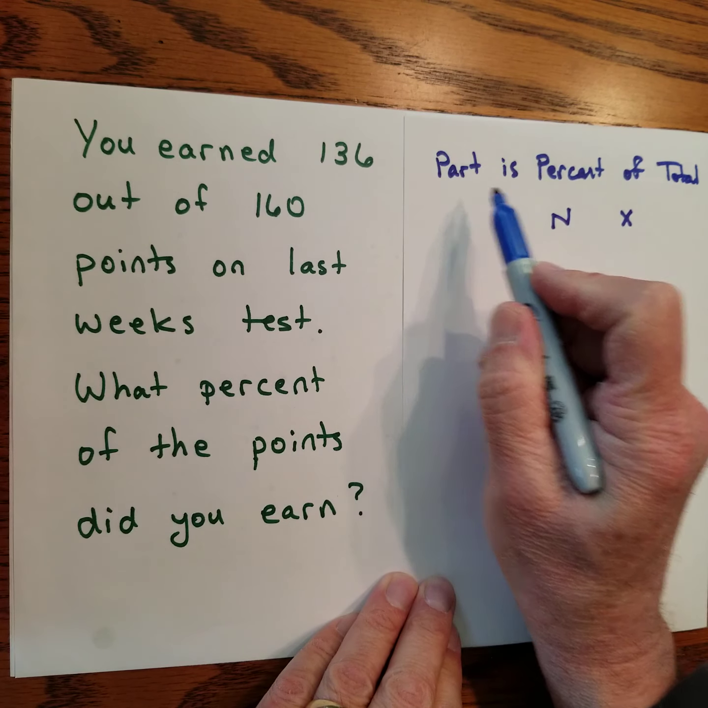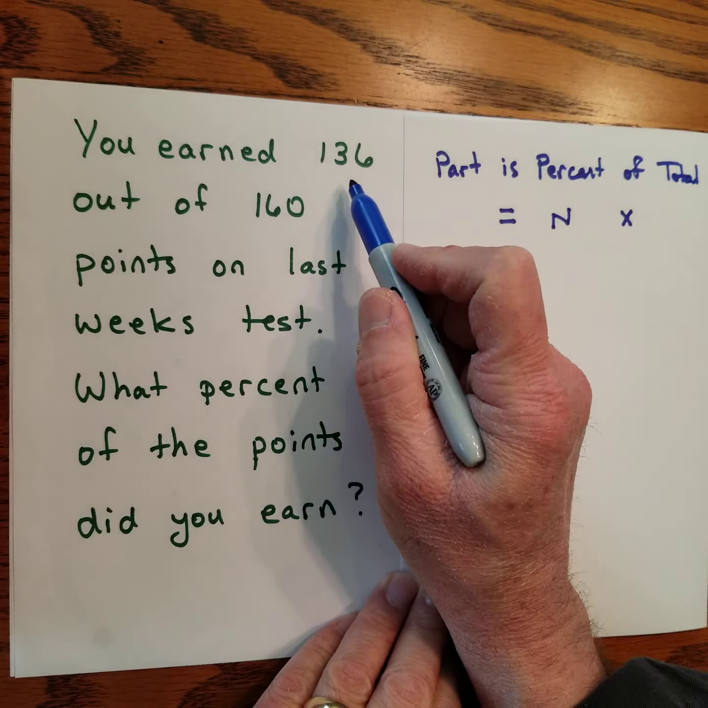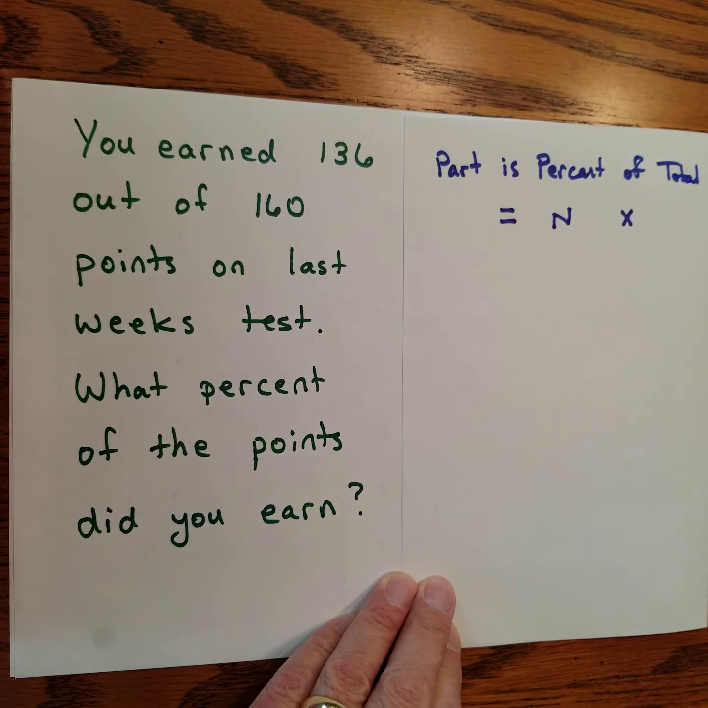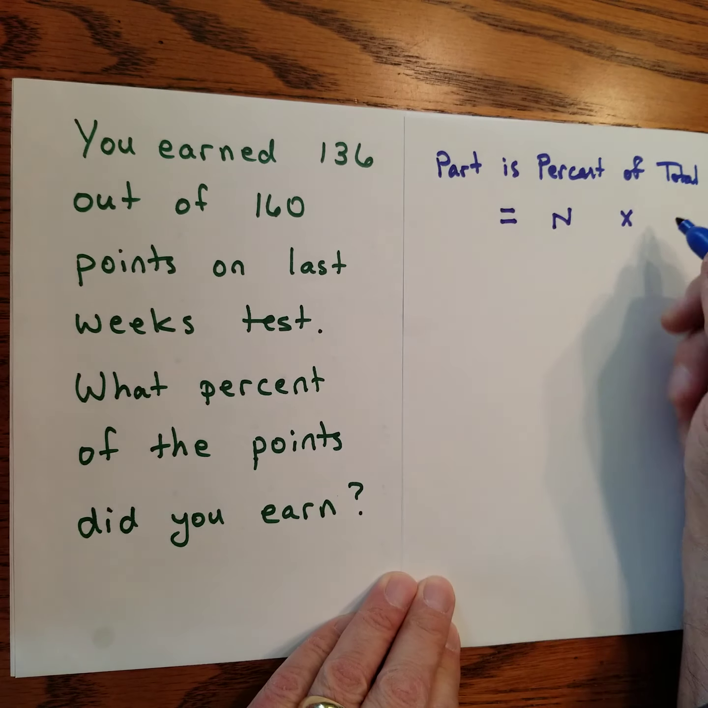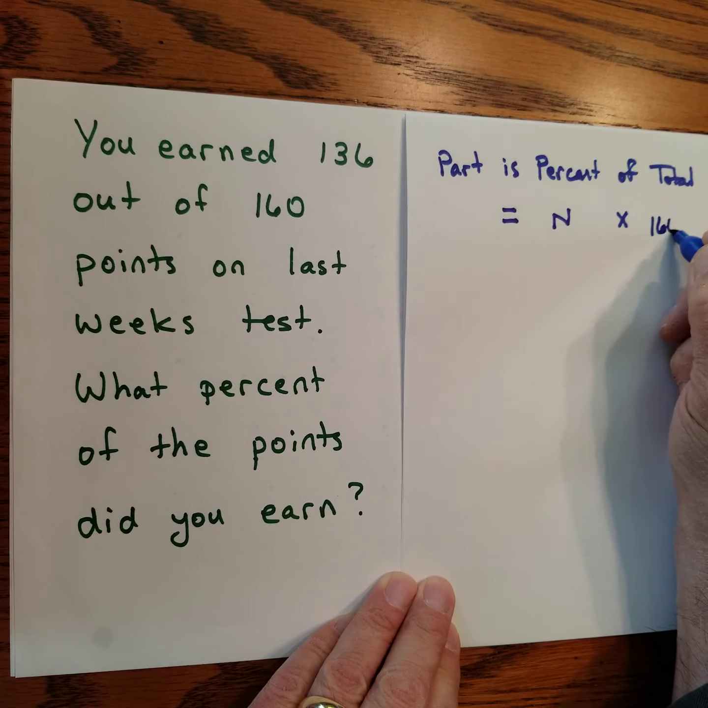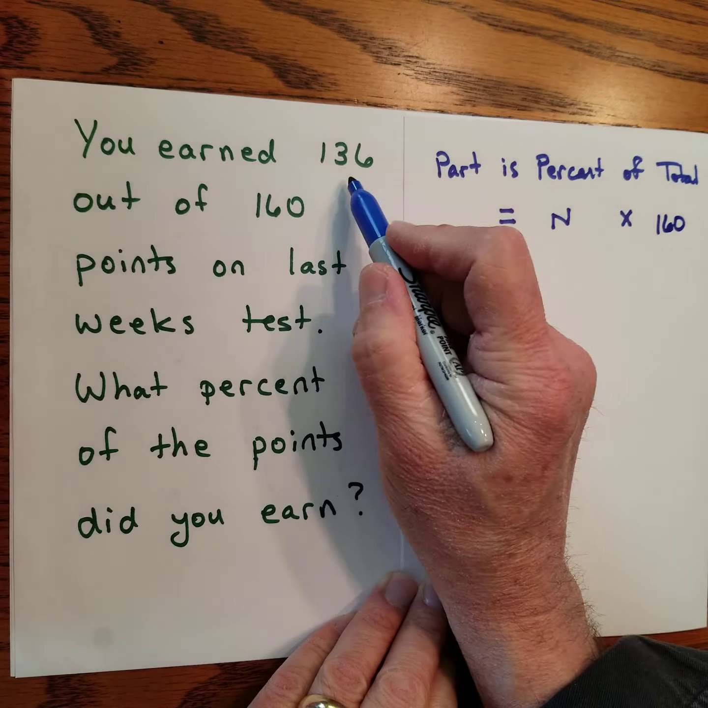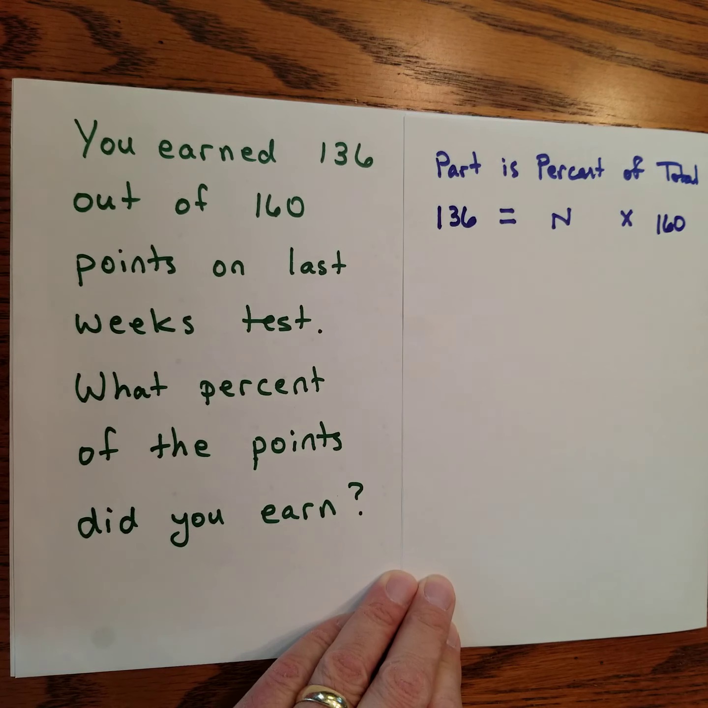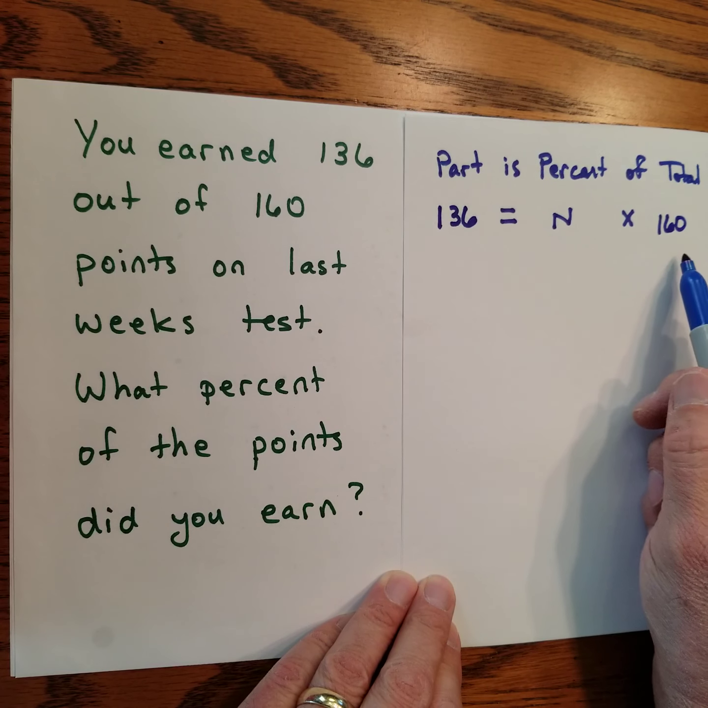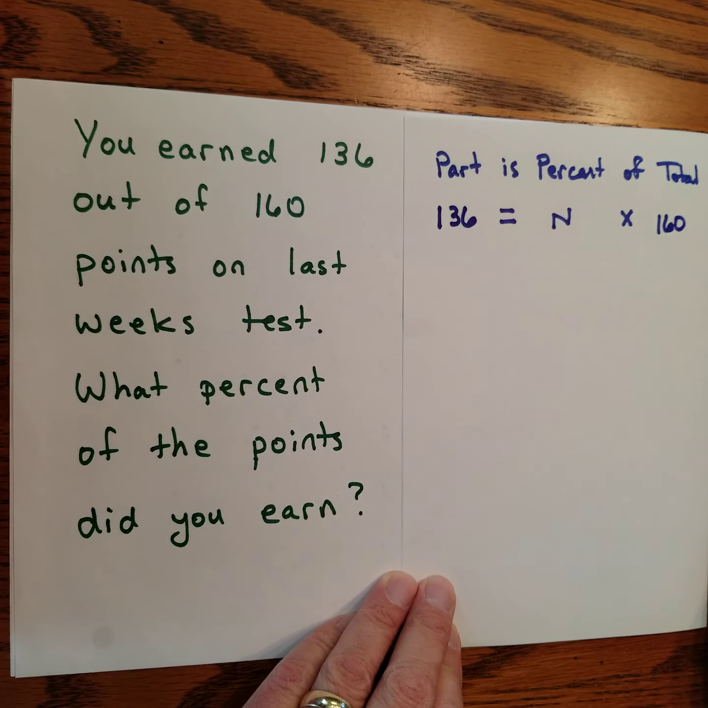Now there's a part and there's a total. Which of those 2 numbers is the total number of points? Well, this test had 160 points on it. That's the total. The part that you got correct, 136. See, if we can fill these into the right spots, what we're left with is an equation, and we're very good at solving equations.